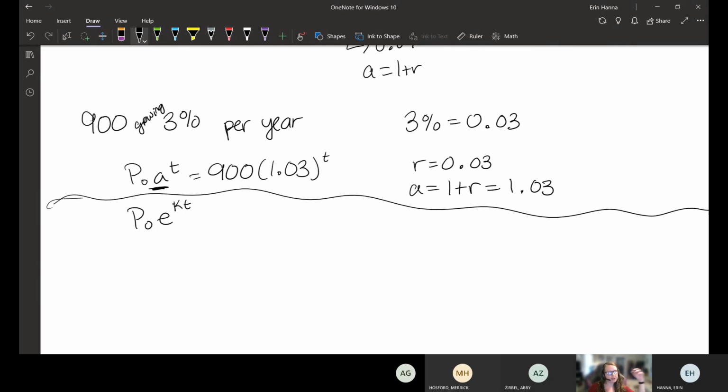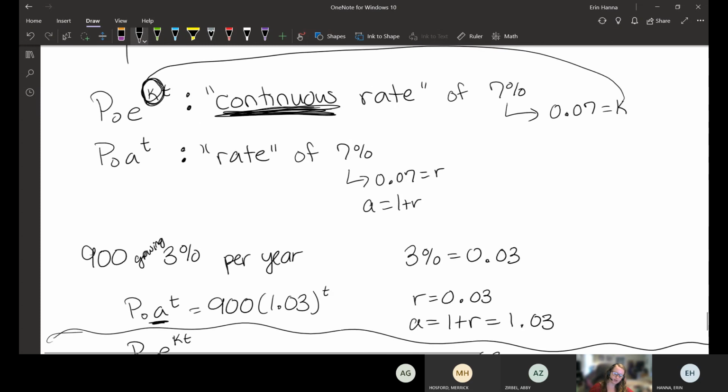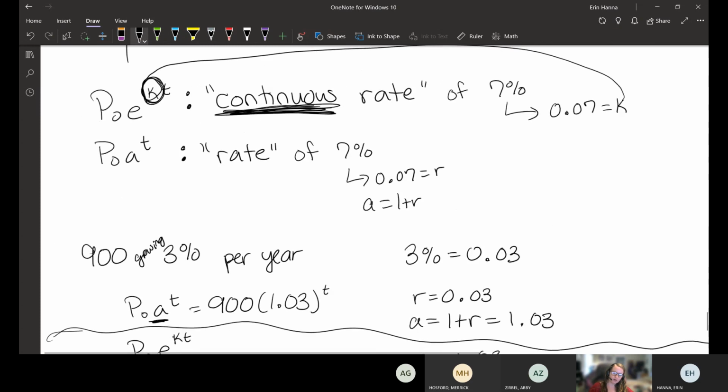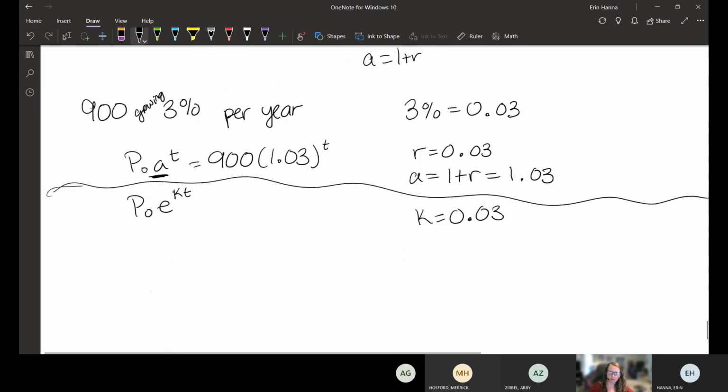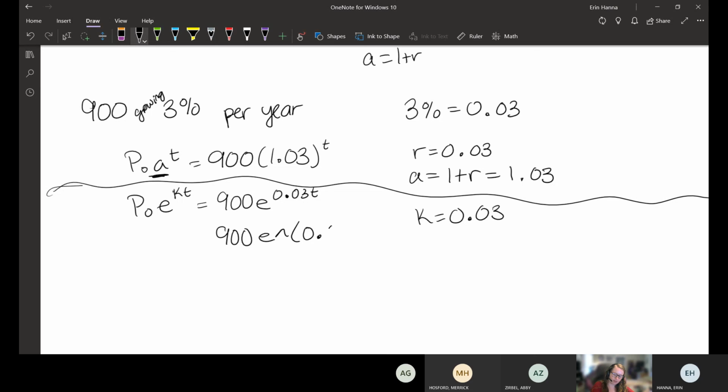But then in part B, you're asked to say, okay, well, now it's no longer just a general rate. Now it's a continuous rate, but it's still a continuous rate of 3%. So now we have that the k value is 0.03. You don't have to manipulate the k value at all. When it's a continuous rate, it's just that number. So the equation would be 900 e to the 0.03t, and you would want to write that into Wiley like this.